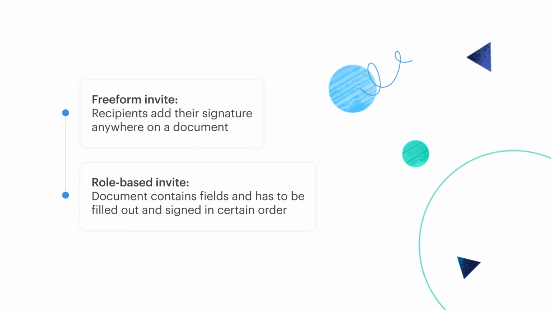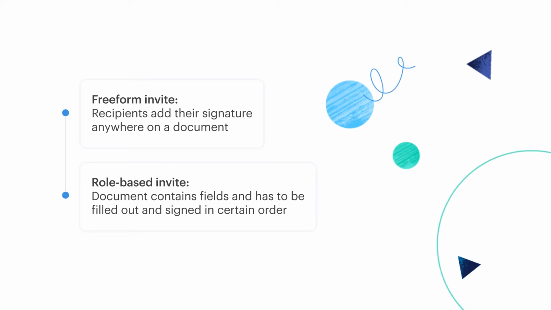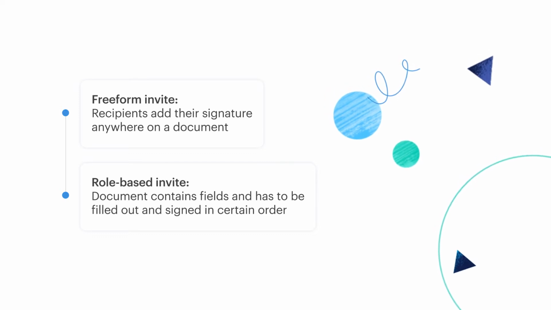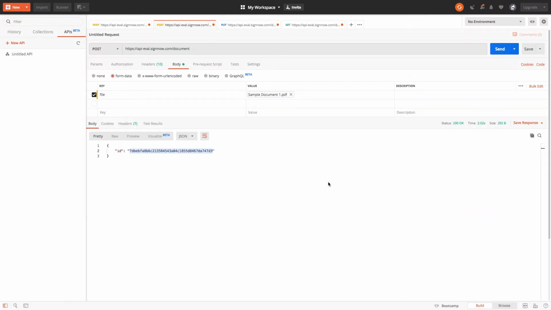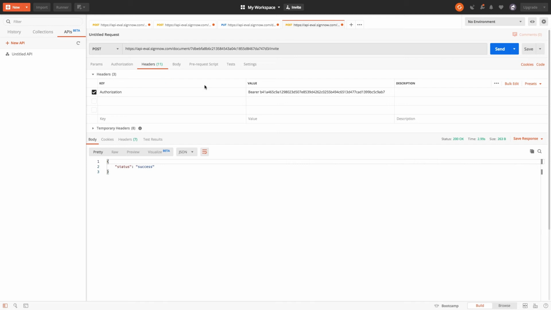Prior to creating a freeform invite, remember to upload a document to your SignNow account. Check out our previous videos to see how that's done. Now open a new tab, switch to Post, and specify an endpoint. Then set up the headers using your bearer token.